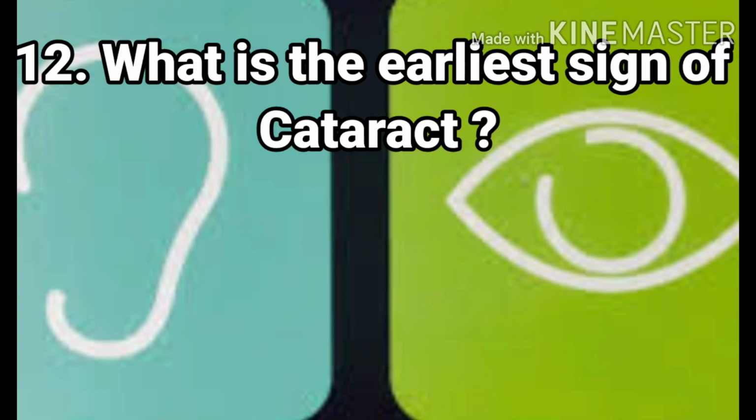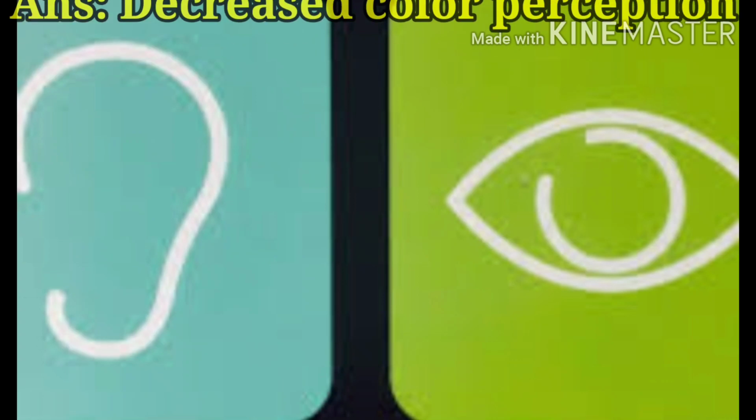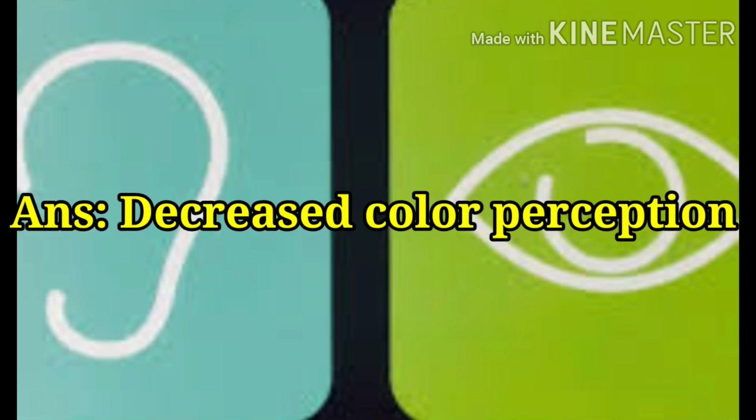And the next question: what is the earliest sign of cataract? The options are decreased color perception, diplopia, reduced visual acuity and absence of red reflex. And the answer is decreased color perception.